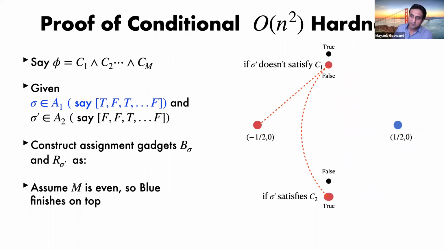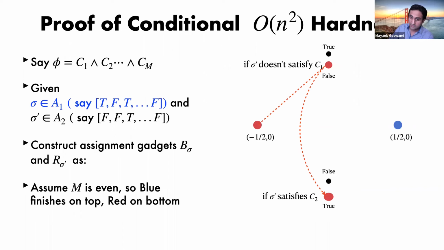And similarly, we can define red's assignment gadget. It's the same, except red starts on top. So if red's assignment sigma prime doesn't satisfy the first clause, then red goes to the bottom of the 2 points. And then it goes to one of these lower 2 points, depending on whether its assignment satisfies the second clause.